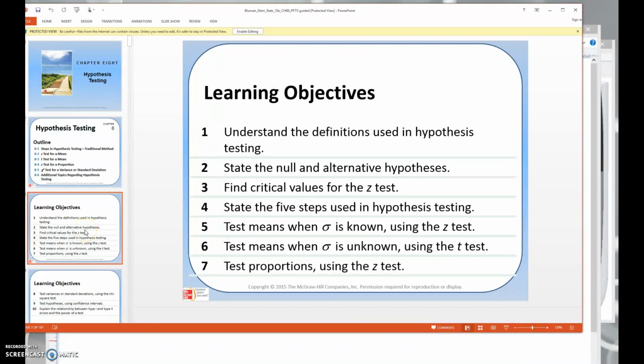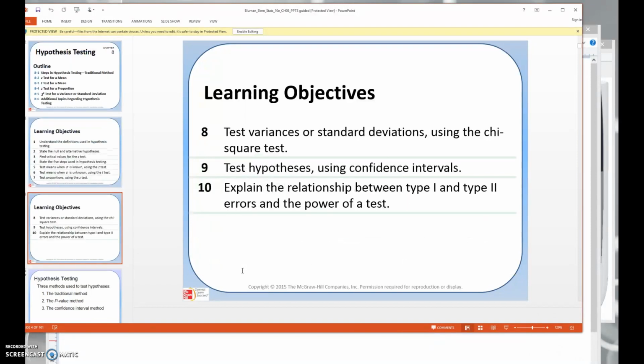Here are the objectives for this chapter. As you can see, we're going to be using a couple of different types of tests to decide if we're going to accept or reject the claims. And then we're also going to be looking at the relationship between our errors and the power of a test.